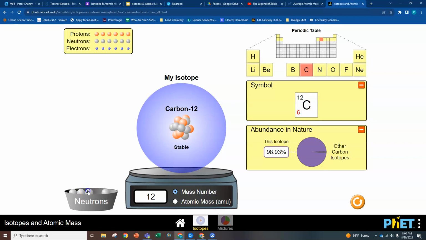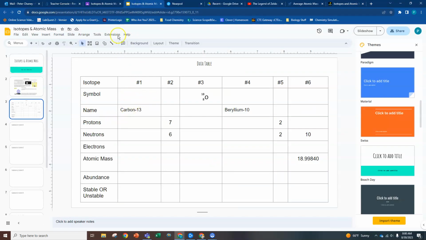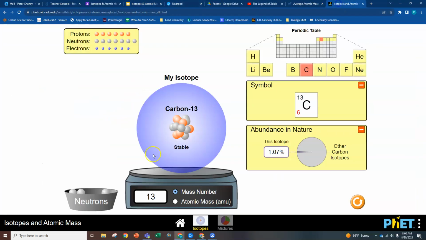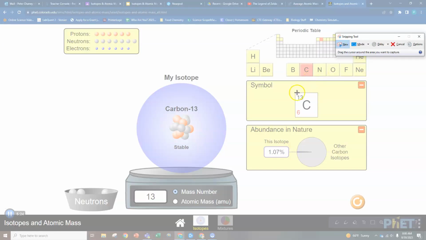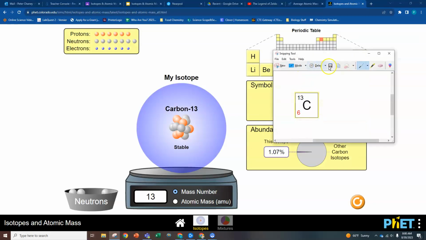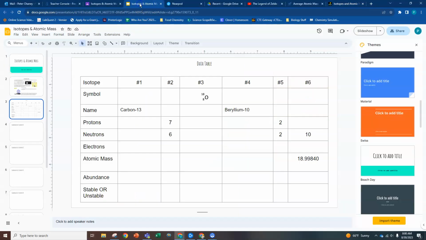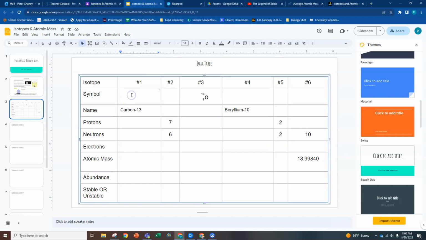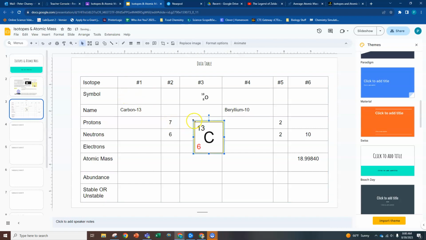Okay, so we need the carbon-13 for our purposes, and our table shows that we need to get the symbol for that, so this is going to be a snipping tool situation. So we do new, get the symbol right here, copy over since we're going to slides, and we can paste, resize it so it fits in there, like so. And now we can fill out the rest of the table.